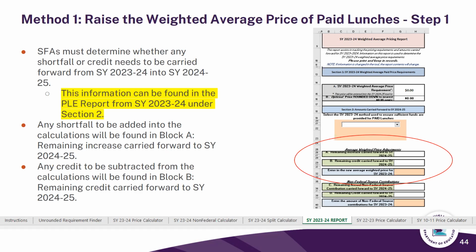Any shortfall to be added into the calculations will be found in Block A, remaining increases carried forward to school year 24-25. Any credit to be subtracted from the calculation will be found in Block B, remaining credit carried forward to school year 24-25.